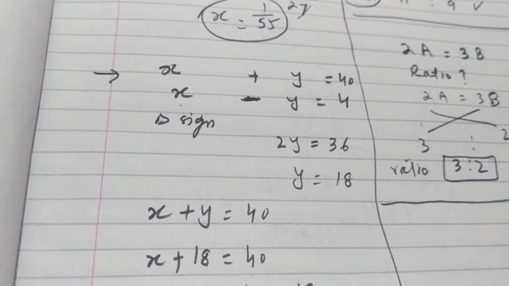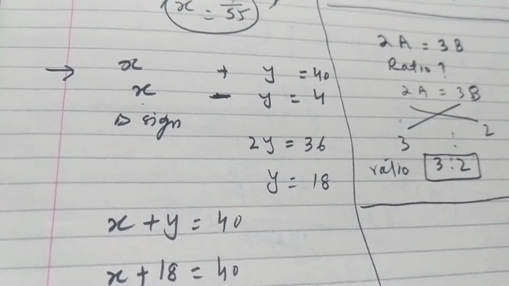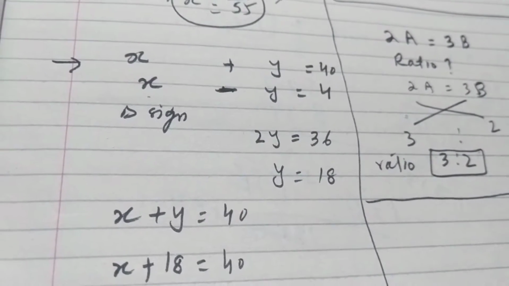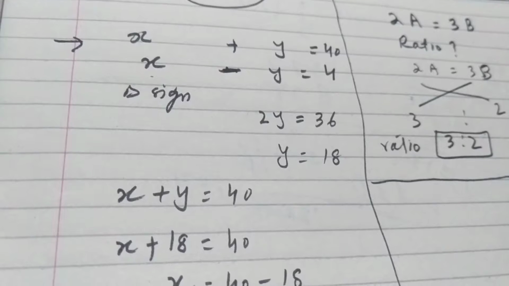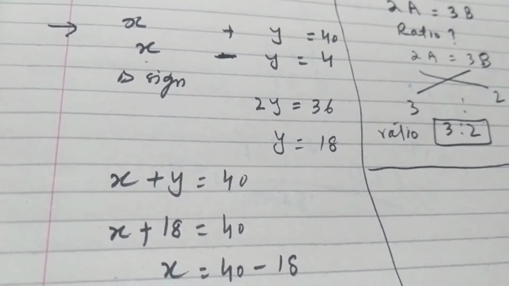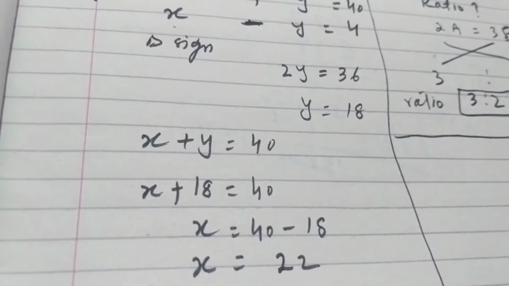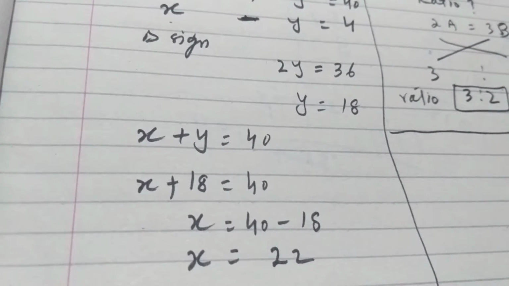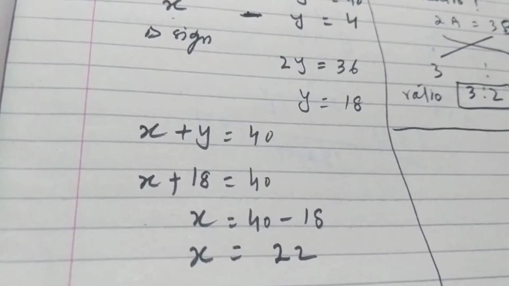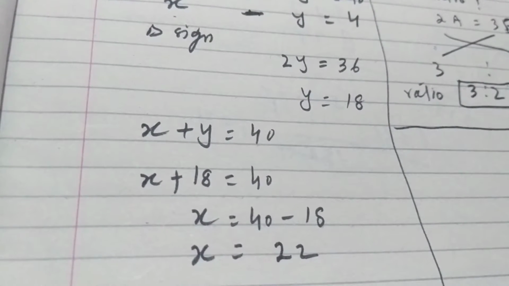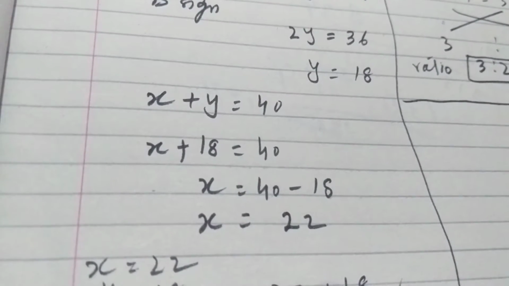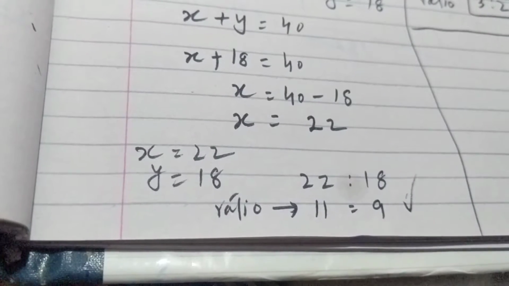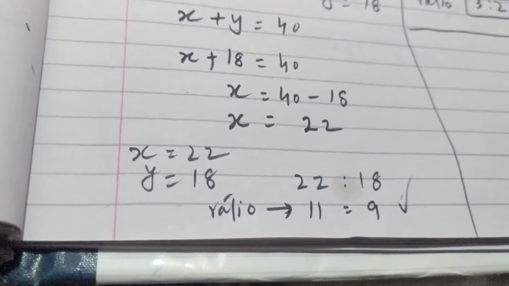If x plus y is equal to 40 and x minus y is equal to 4, find the value of x. By changing the sign, 2y is equal to 36, y is equal to 18. Now as x plus y is equal to 40, the value of y is 18, x is equal to 40 minus 18, x finally is equal to 22. This is the answer.